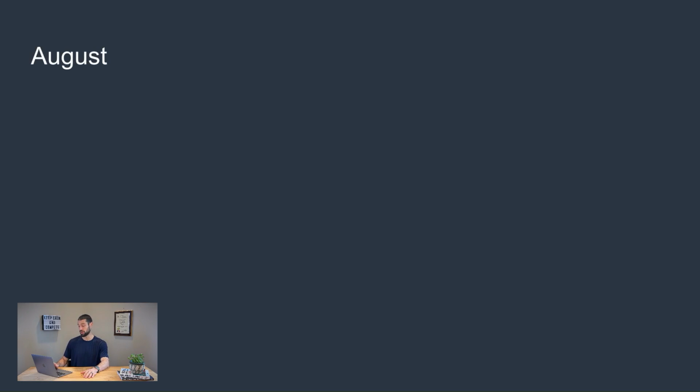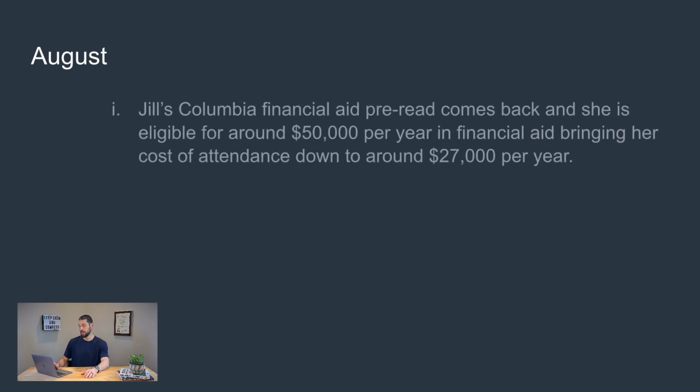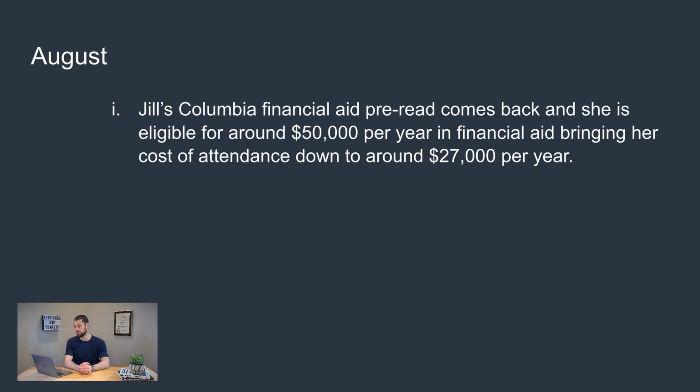Moving on to August of Jill's senior year. Jill's Columbia Financial Aid pre-read comes back, and she's eligible for around $50,000 per year in financial aid, bringing her cost of attendance down to around $27,000 per year.